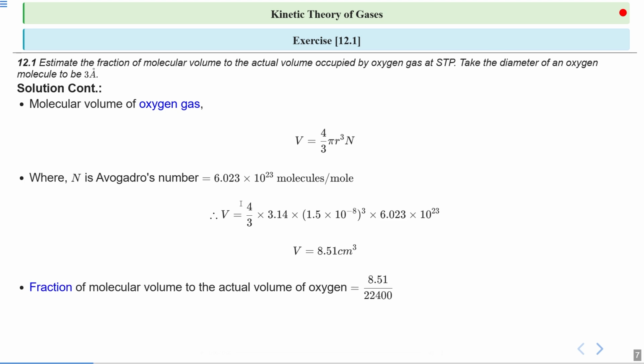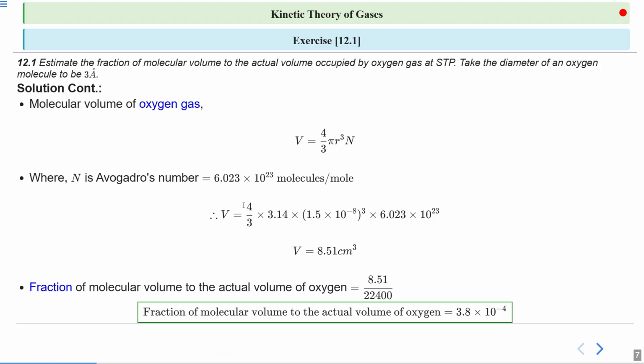Next, we calculate the fraction of molecular volume to the actual volume of oxygen gas. This is done by dividing the molecular volume by the actual volume at STP, which is 22,400 cubic centimeters. So fraction of molecular volume to the actual volume of oxygen is 3.8 into 10 raised to the power minus 4. This small fraction indicates that the molecules occupy a very tiny portion of the total volume, highlighting the vast amounts of empty space in gases.